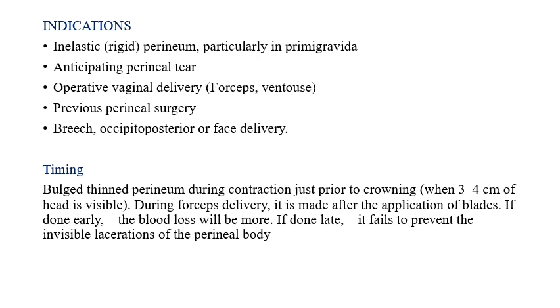When do we need to perform episiotomy? So when we see that the perineum is bulged and thinned out during an uterine contraction just prior to crowning of the fetal head, that is around 3 to 4 centimeter of the fetal head is visible. During forceps delivery, it should be made only after application of the forceps blades. If it is done too early, the blood loss will be more, and if it is performed late, it fails to prevent the very purpose for which it is being made. That is, it cannot prevent the lacerations of the perineal body.